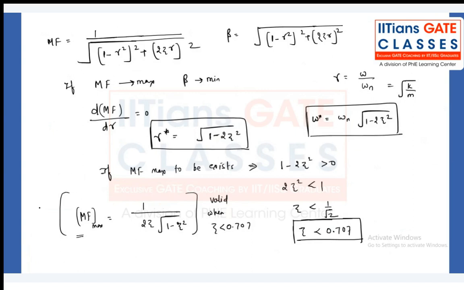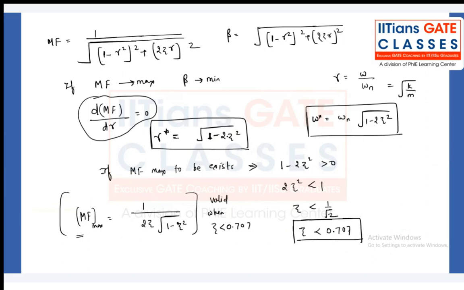If I want to get the maximum magnification factor, we know that it is only a function of R. So we can differentiate this magnification factor with respect to R and equate it to 0. From there, I will get some R that I'm calling R star, which is nothing but under root of 1 minus 2 zeta square.